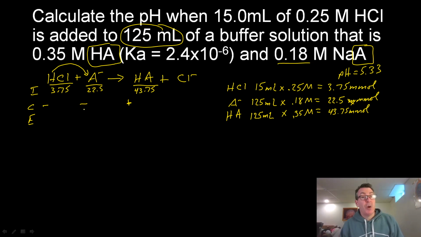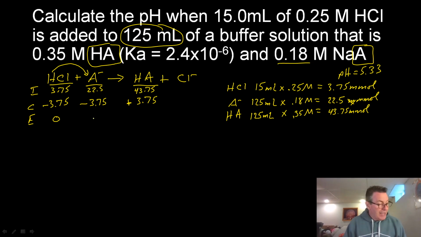And just like we did in the strong acid, strong base example, the change is going to be the smaller of your two reactant amounts. This particular problem, that is the HCl. So we're going to decrease by 3.75 for the HCl, decrease by 3.75 for the A-, and then we increase by 3.75 for that HA substance. So again, don't forget that part. So the HCl goes to 0. The A- decreases to 18.75 when you do the math there.